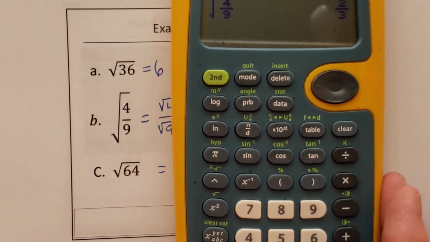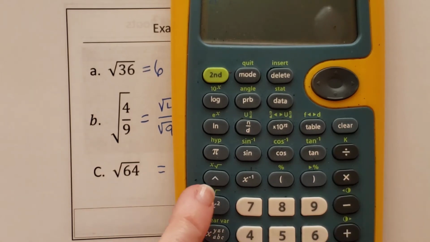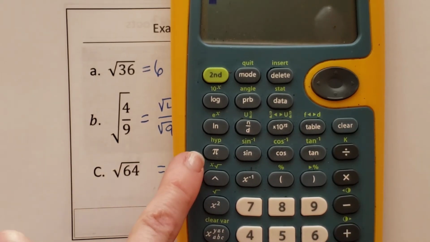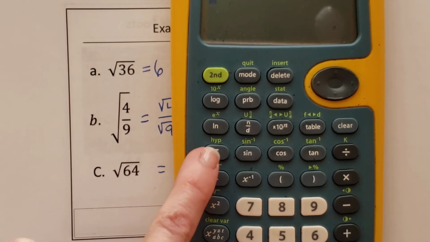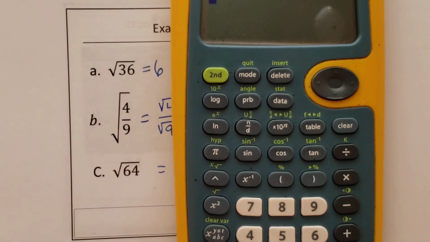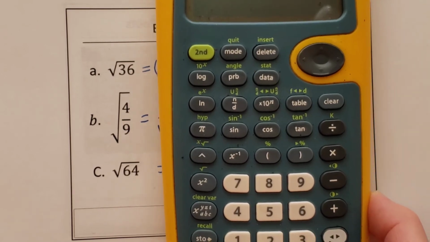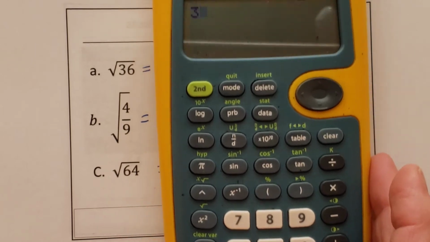In a few minutes, we're going to be looking at the cube roots. So to get the cube roots, above the caret button, there is an x outside of the radical symbol. So we're going to use our second button. Let's say we want the cube root of 8. Since I want a cube root and not a square root, I would start with the number 3.